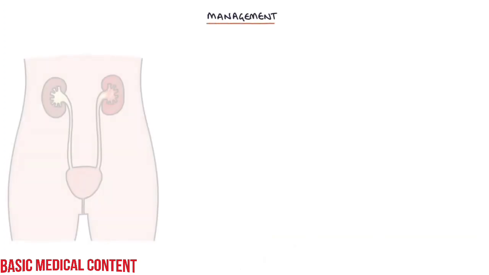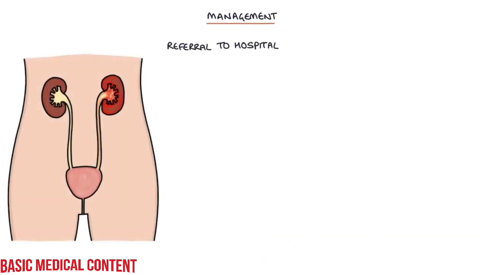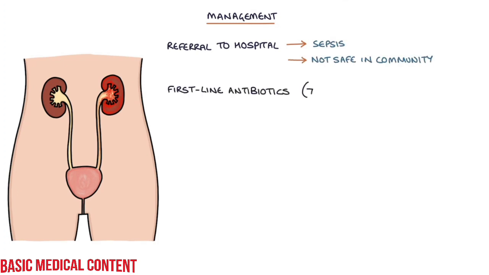Next, let's talk about the management of pyelonephritis. Referral to hospital is required if there are features of sepsis or it's not safe to manage them in the community. The NICE guidelines from 2018 recommend the following first-line antibiotics for 7 to 10 days when treating pyelonephritis in the community.